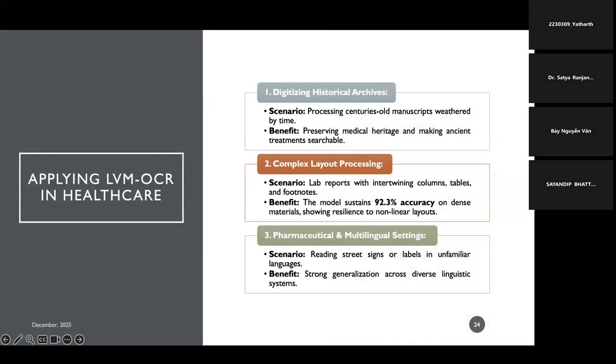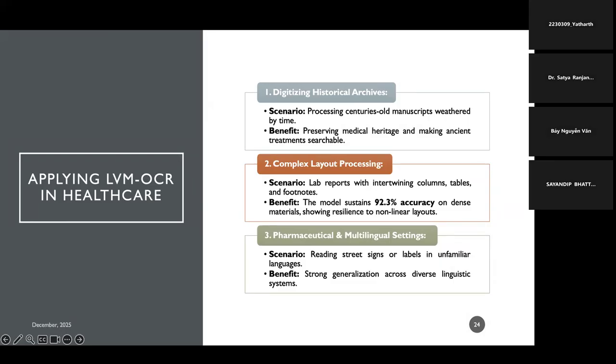How do we apply LVM-OCR in healthcare? So we have seen the math and the error rate. But the most important question is, how does it actually help a doctor or a researcher in the real world? We have identified 3 specific scenarios where LVM-OCR changed the game. So first, let's look at the past.